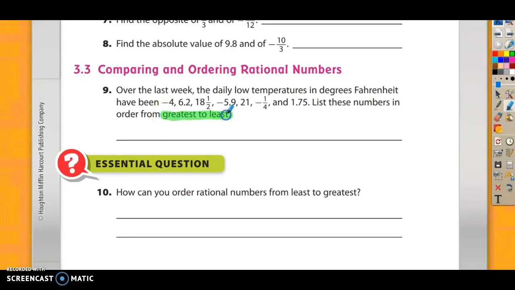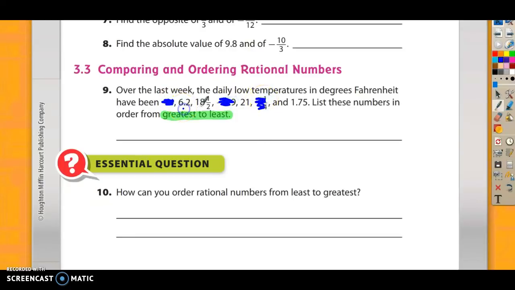Now, this might seem a little overwhelming because there's so many numbers there. But since we're starting with the greatest, I want to point out to you that all the positives will come first and all the negatives will come last, which means I can just worry about the positives to start. So what I'm going to do here, and I'll have to undo this later, is smudge out my negatives because they can't be the greatest numbers.